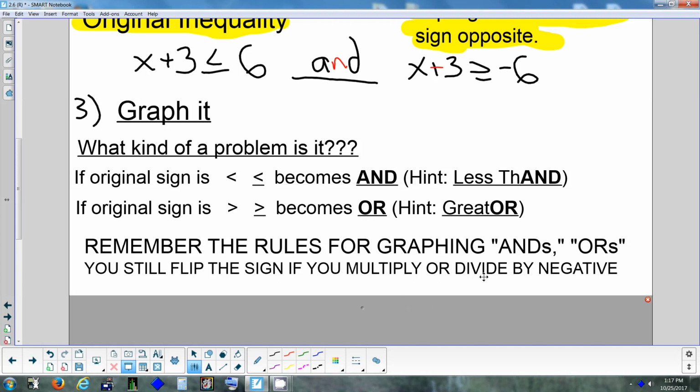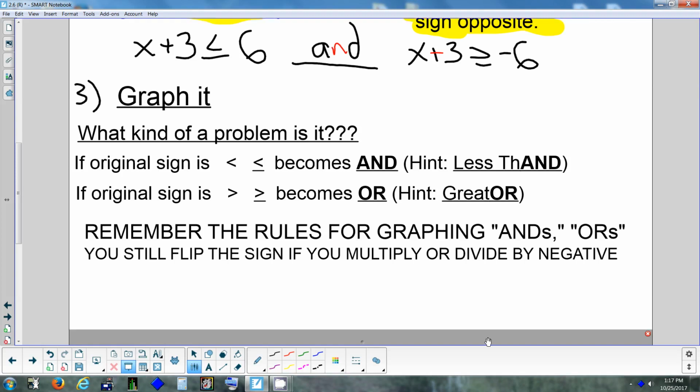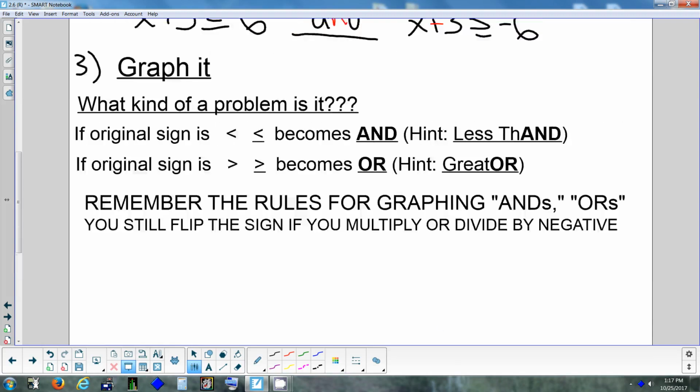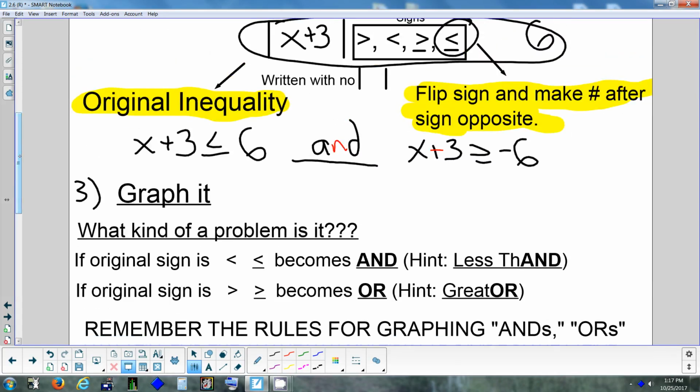And remember, if for some reason you're multiplying or dividing by a negative, you've got to make sure you flip the sign. Alright? So say if I go back up here, and say this was like negative x plus 3. Even though I flipped it here, because that's part of the process, I would have to flip it again because I'm multiplying by a negative. Alright? And we'll run into that situation today.